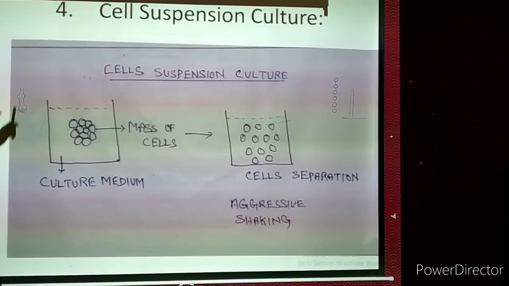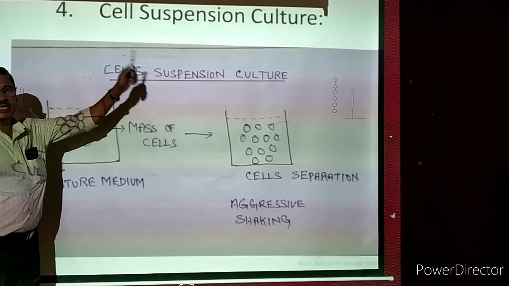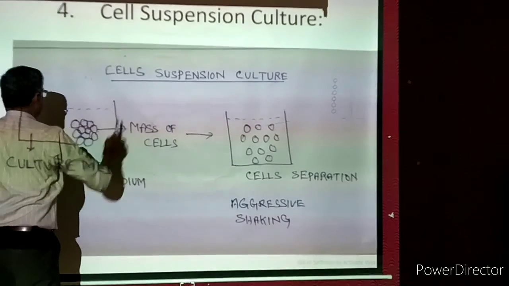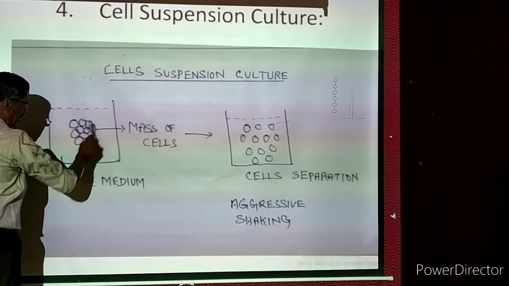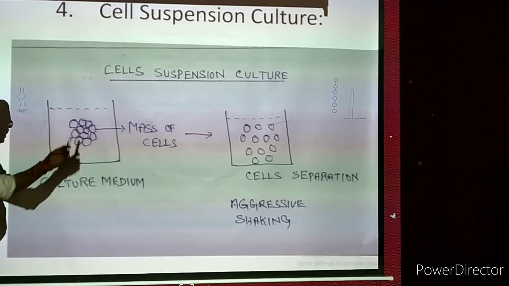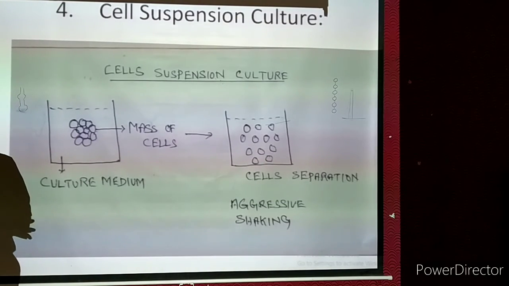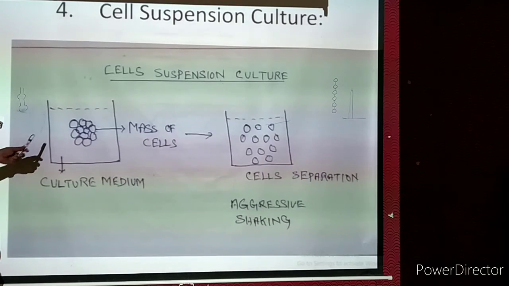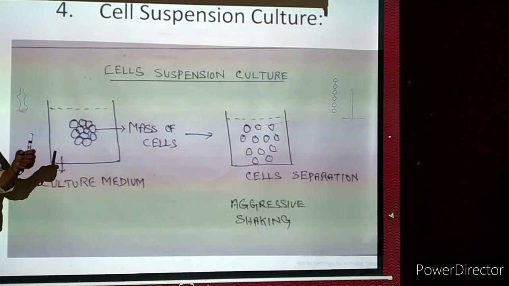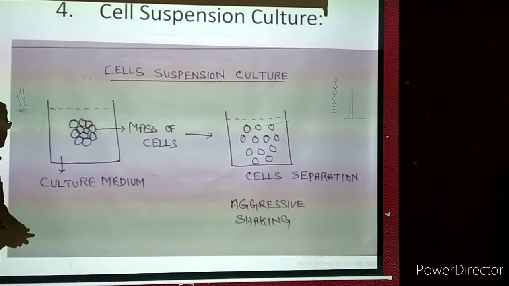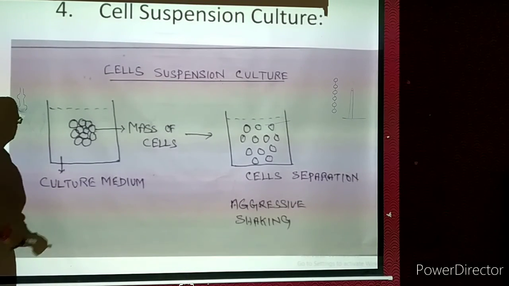Then the fourth one is cell suspension culture. Now what is the meaning of cell suspension culture? Now we are taking a beaker and in that culture medium is there. In the culture medium, you are taking a group of cells, but the group of cells are attached. Nearly about 15 to 20 cells are there, all sticking with each other, but our purpose here is to separate them. That is called a suspension, we have to separate them.